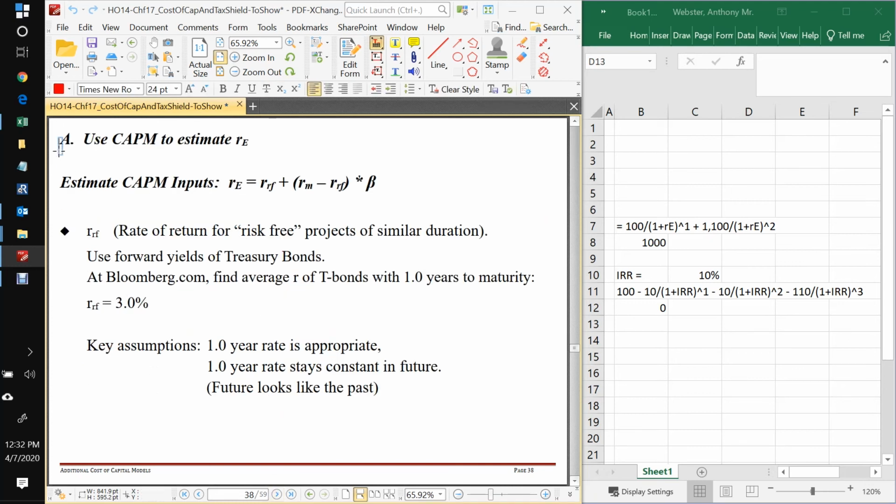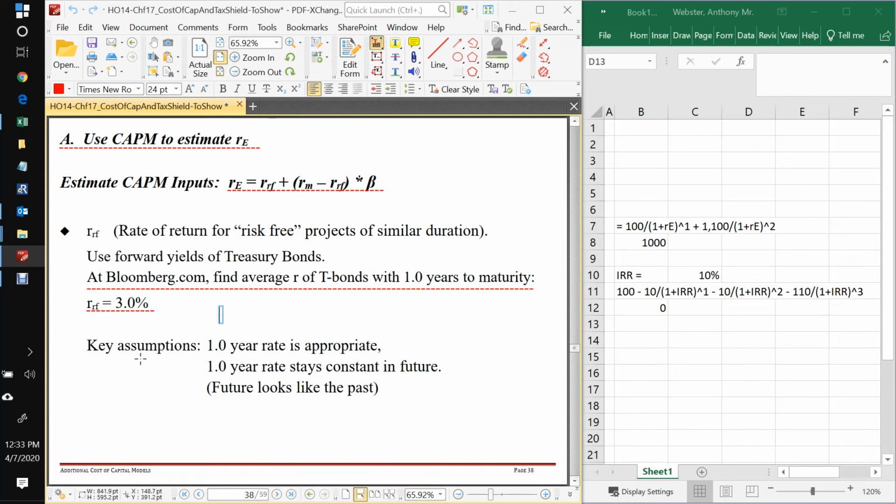So let's do A first. Okay, we want to determine our equity cost of capital using the CAPM model. So really, we just need to get all our inputs here and then multiply them and add them together, and we're done. Okay, so as usual, RF is our risk-free rate. So all we do is we go out to Bloomberg, okay? We go out to Bloomberg and we find the average promised interest rate of Treasury bonds with a year to maturity. We can take promise because we feel the probability of Treasury bonds not being paid off is so low, it's negligible. So we just go out to Bloomberg.com, we look that up, and we find 3%. Okay.